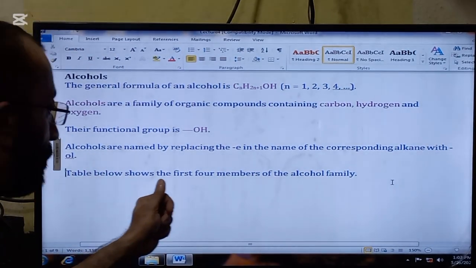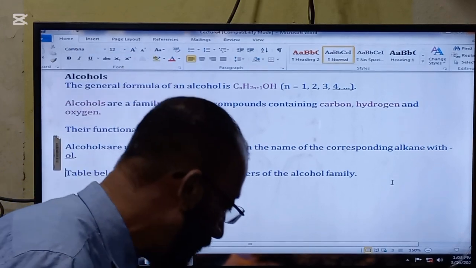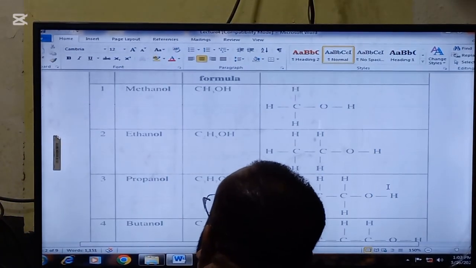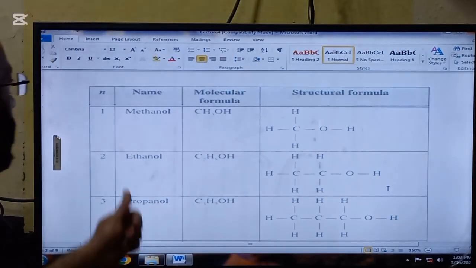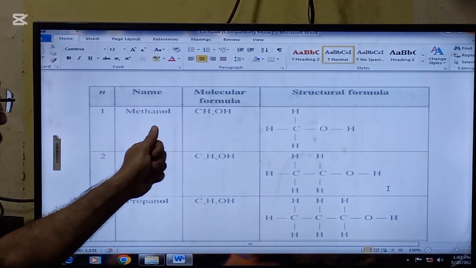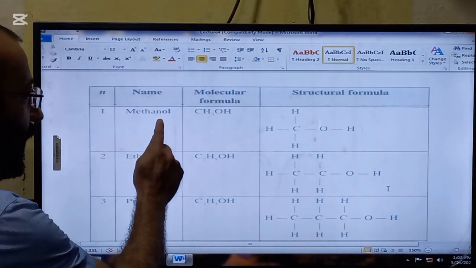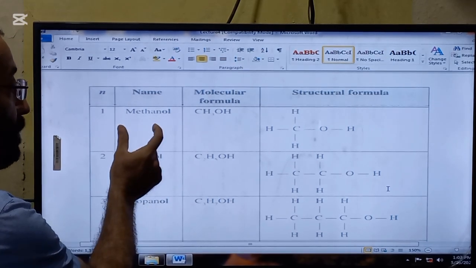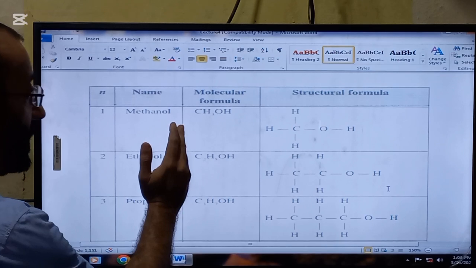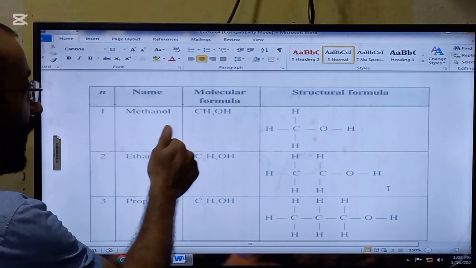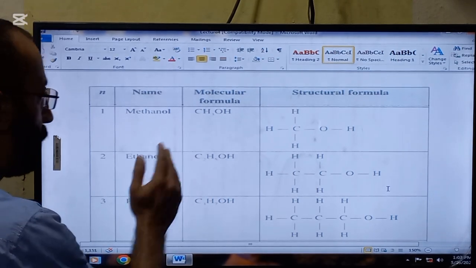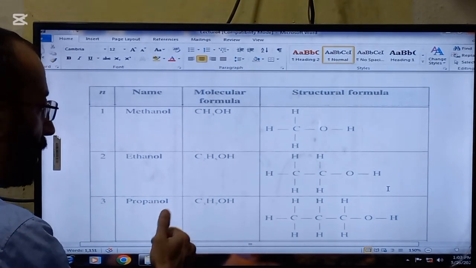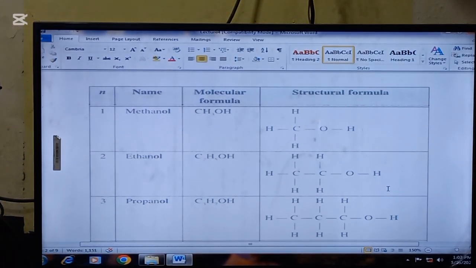The table below shows the first four members of the alcohol family. The name is methanol. So at the end, E is replaced with OL. Methane, methanol. Ethane, ethanol. Propane, propanol, and so on.